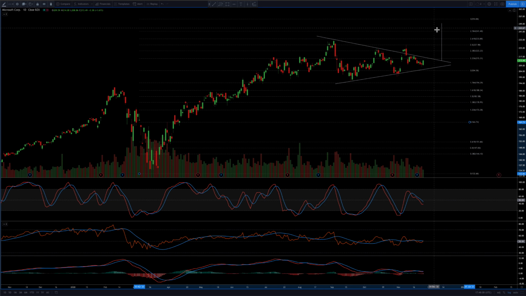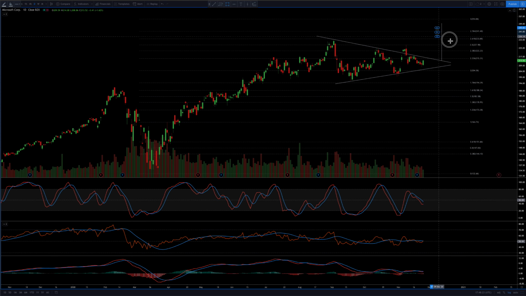And the price, based on the analysts, they're projecting 232. So I would say I'd probably be looking at this region here for a potential price target, based on what I'm seeing currently.